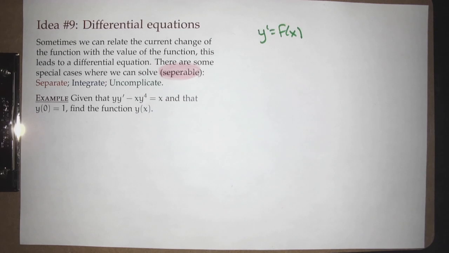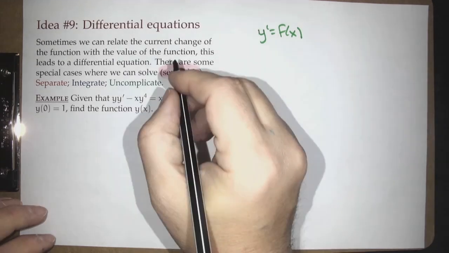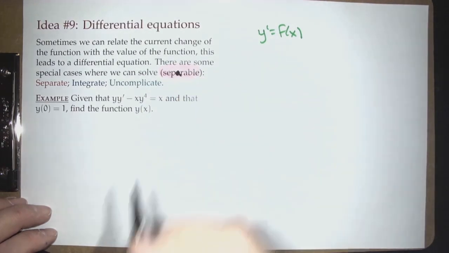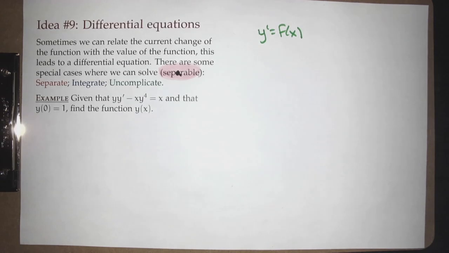What is it? Step 1, separate. Step 2, integrate. Step 3, uncomplicate. And I can already see that I misspelled the word separable, so that's why people are like, did you not know how to spell separable, Steve? I'm sorry. Separable. All right. Now I know why everyone was looking at me funny. Any questions about separable differential equations?